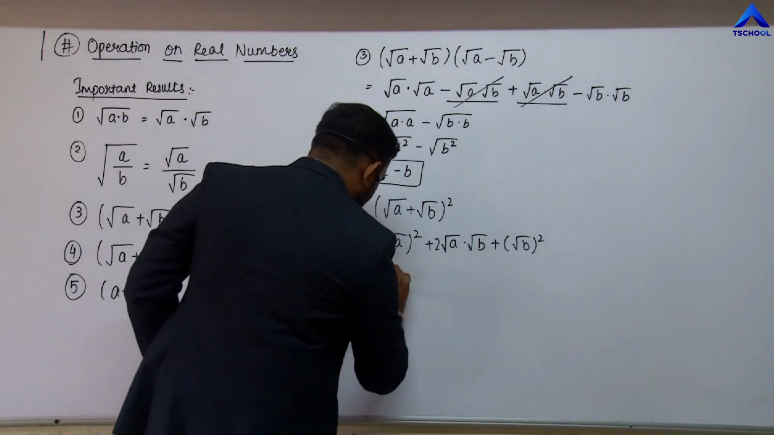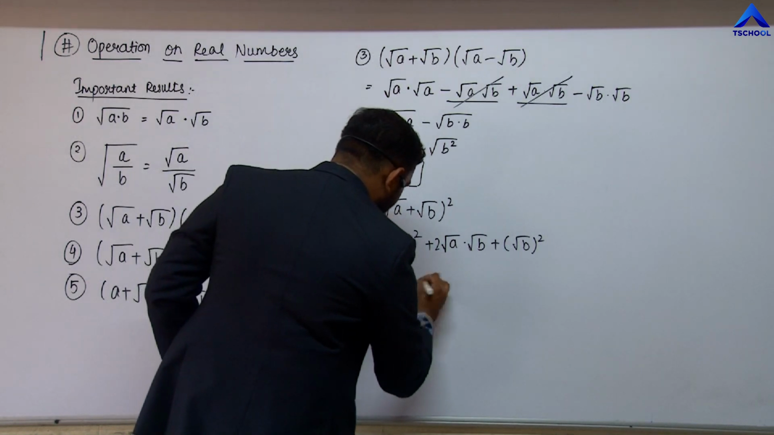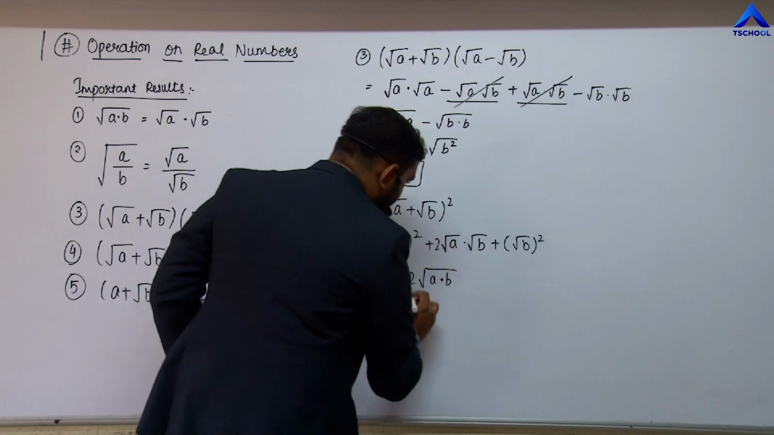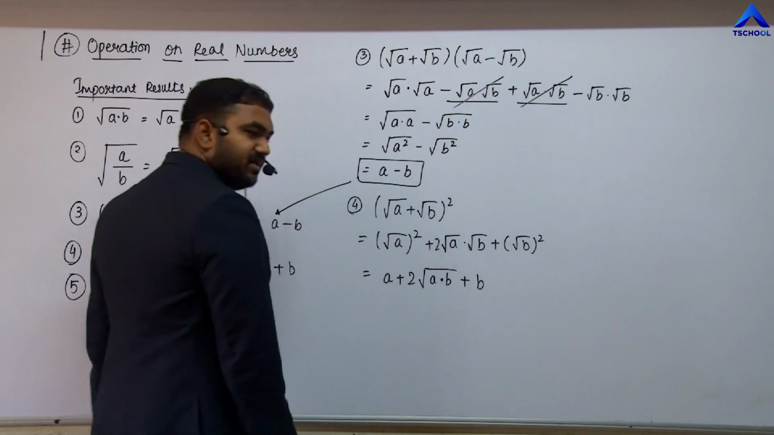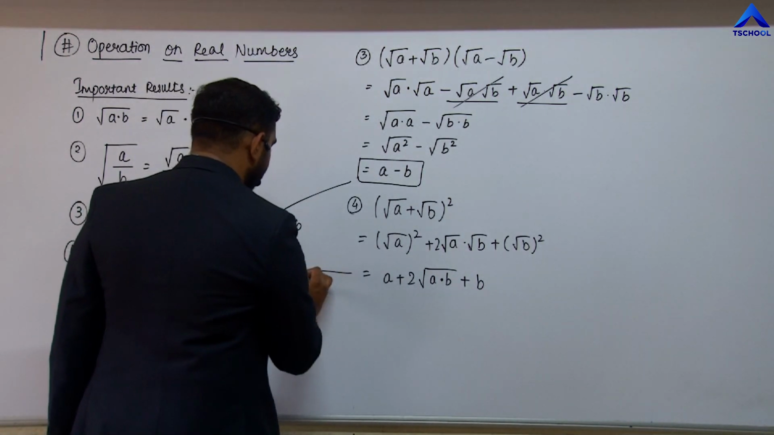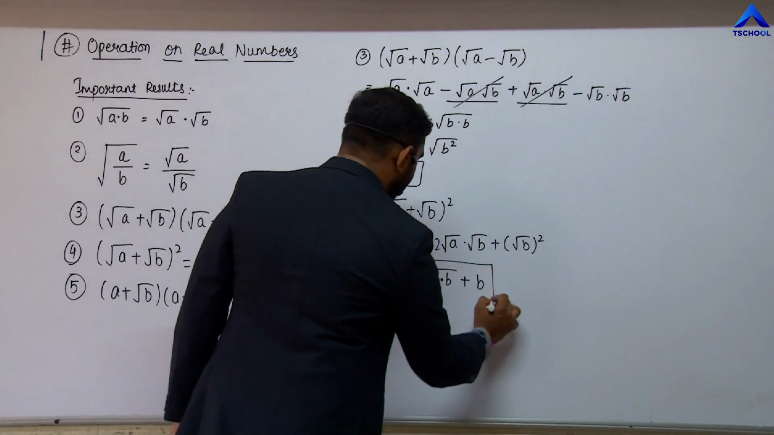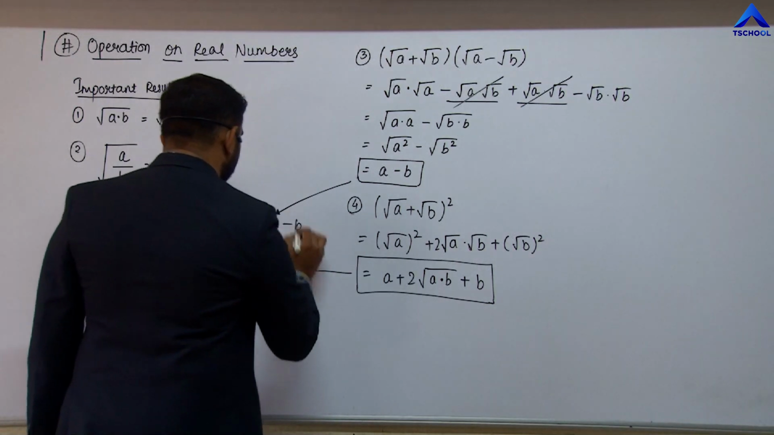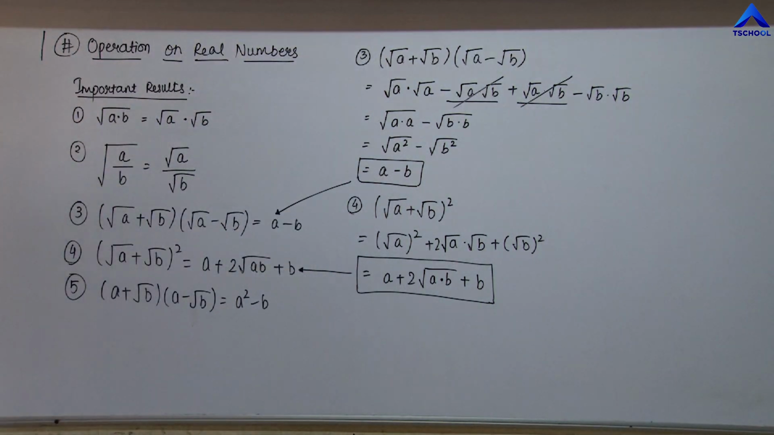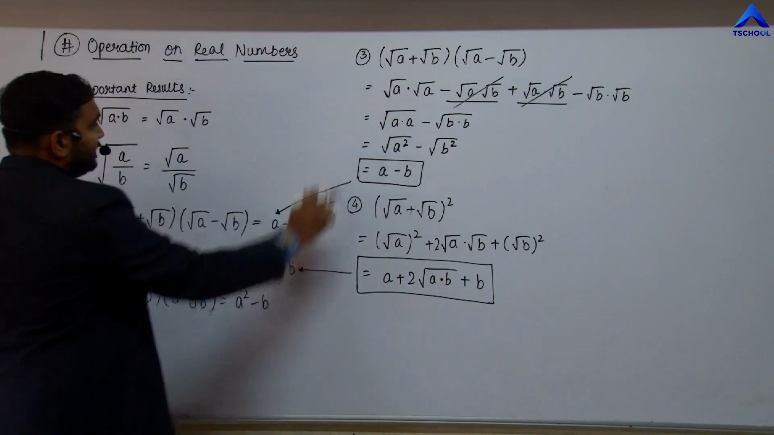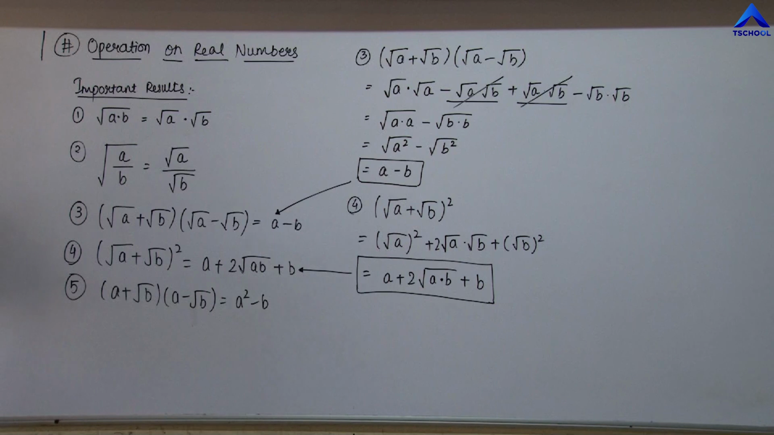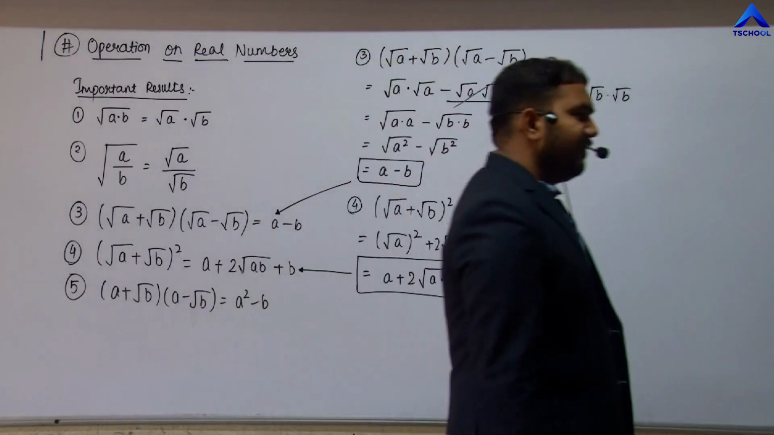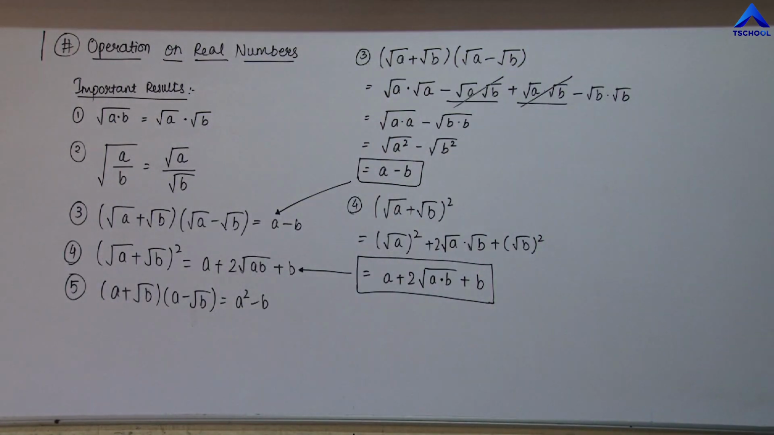So that becomes root a square, that is a, plus 2, this will be multiplied here, that is a into b, plus square root of b square is simply b. So that gives us the result number 4, that is a plus 2 root ab plus b. Is it clear, friends? So in this way we can derive number 4 also, and the fifth one is exactly similar to that of the third one, but in the third one we are having root a plus root b, and here we are having a plus root b. So that will give us a square minus b. Take a look.